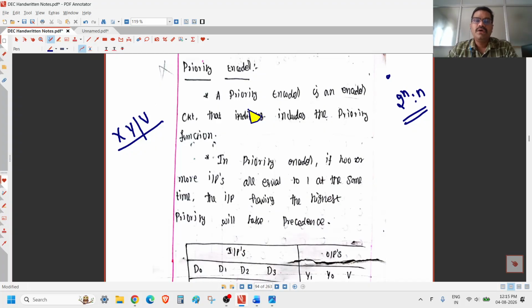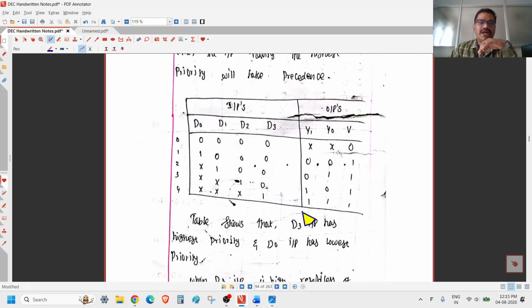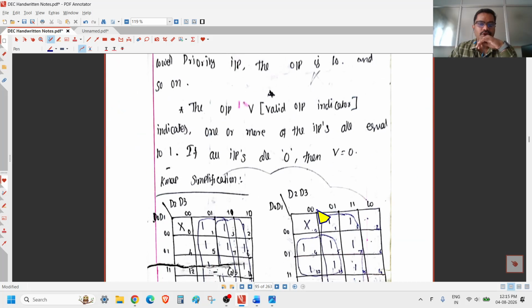First, the theoretical part. A priority encoder is an encoder circuit that includes the priority function. So what is the priority function? In a priority encoder, if two or more inputs are equal to 1 at the same time, the input having the highest priority will take precedence. That is, it will give the output according to the priority of the input. That is the concept of the priority encoder.